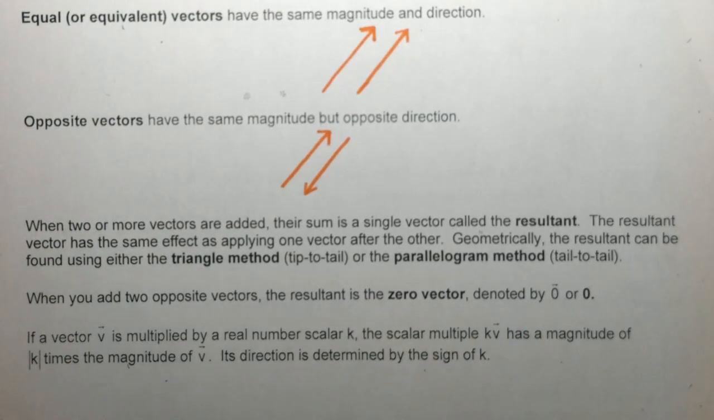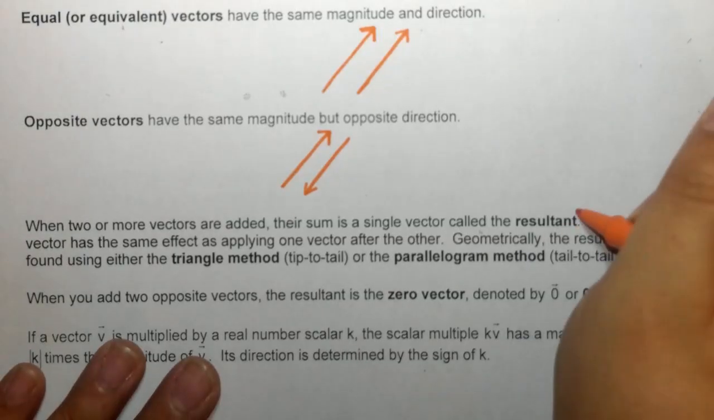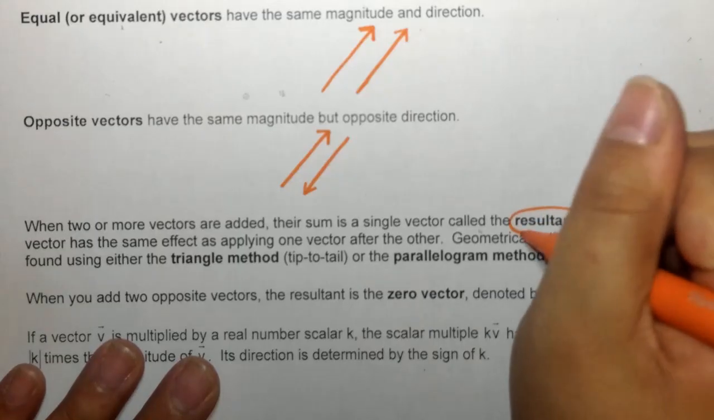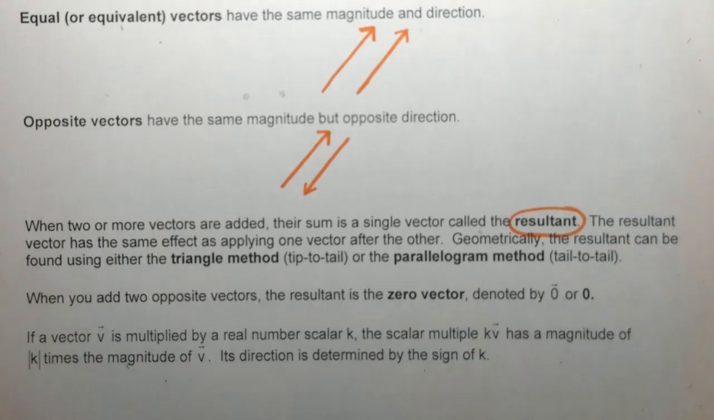So what we're going to do next is represent these vectors geometrically. When two or more vectors are added, their sum is a singular vector called a resultant. The resultant is like your answer. The resultant vector has the same effect as applying one vector after the other. And geometrically, the resultant can be found either using the triangle method or the parallelogram method.